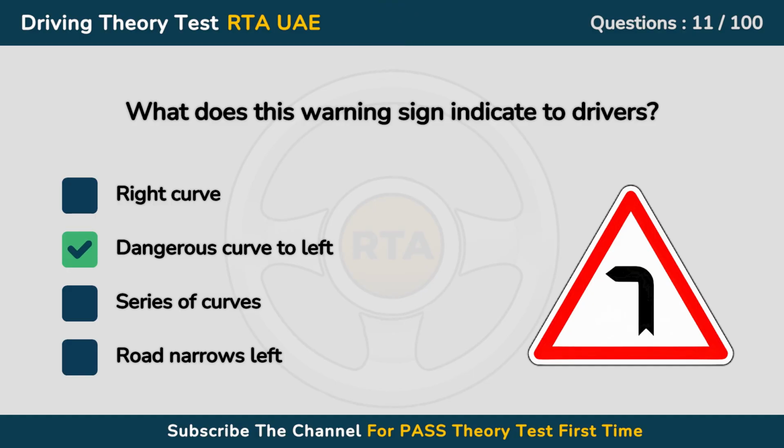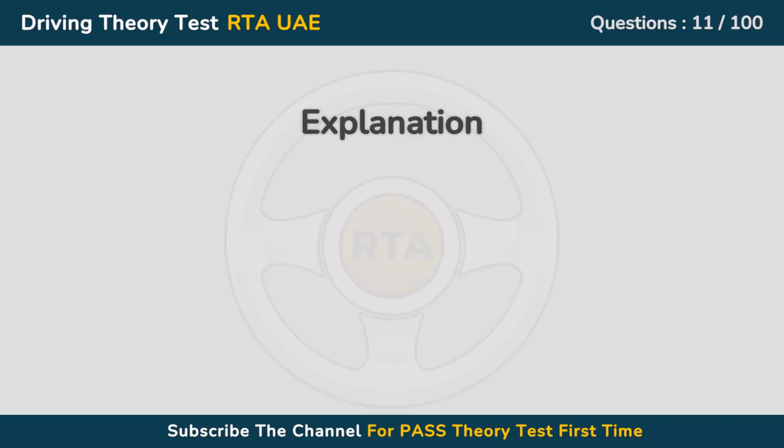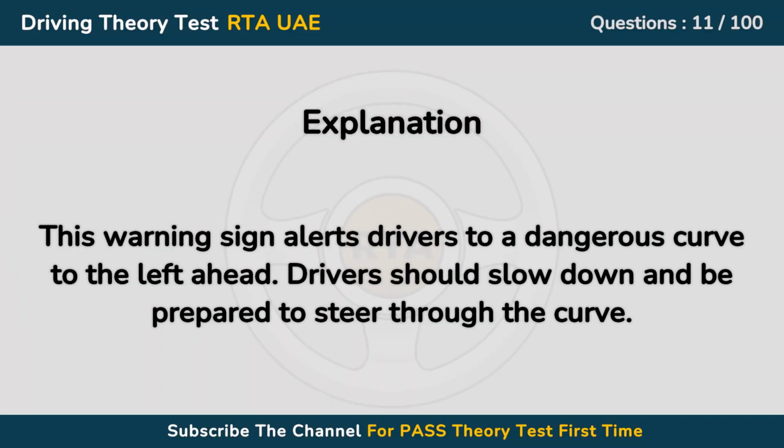Answer is B. Dangerous curve to left. This warning sign alerts drivers to a dangerous curve to the left ahead. Drivers should slow down and be prepared to steer through the curve.